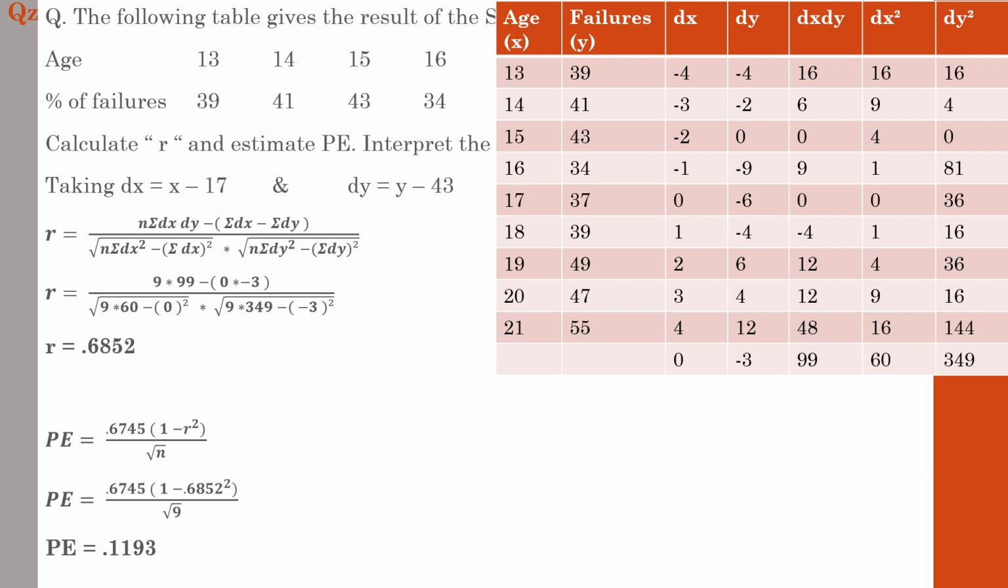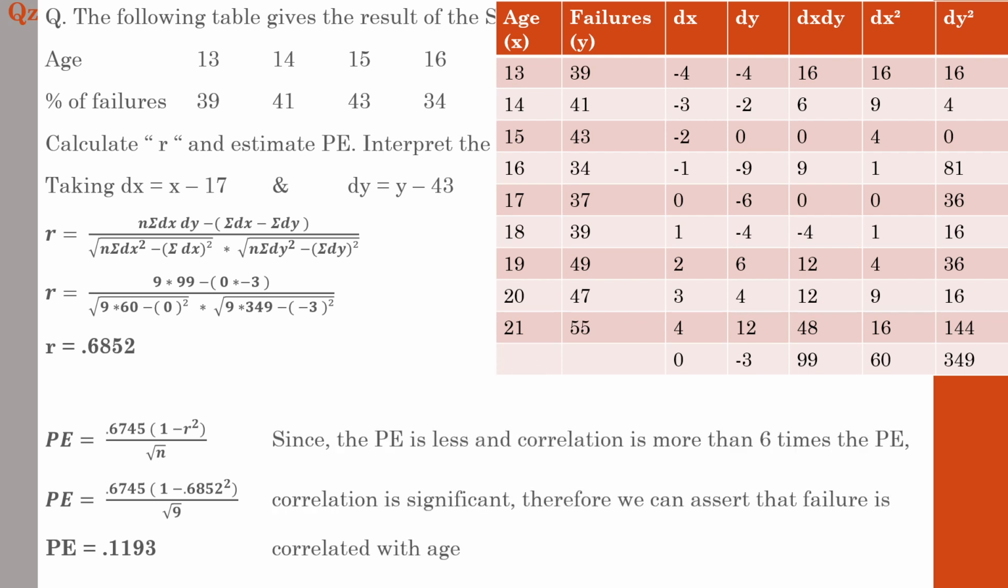So let us interpret the details we have found out. Here p is less and the correlation is more than 6 times the p. There is an interpretation related to probable error: if r is 6 times the p, then the correlation is significant. When the correlation is significant, it means there exists a relation. That is the meaning. So therefore we can assert that failure is correlated with age. So this is how you need to make the interpretation and solve the case.